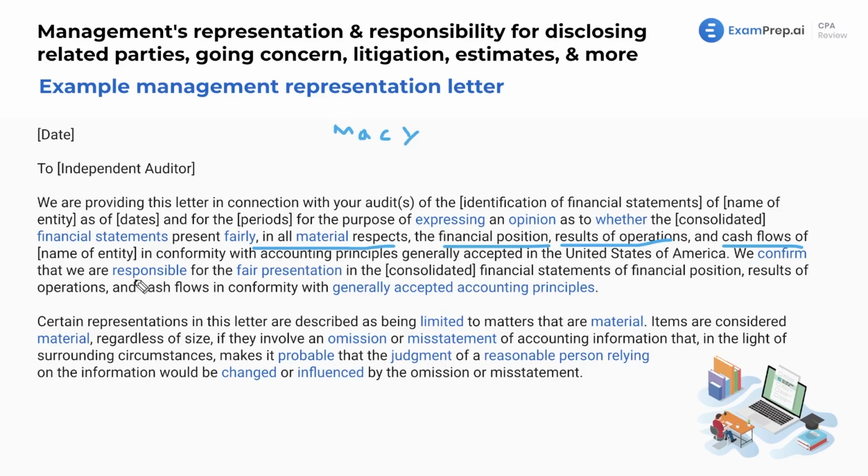We confirm that we are responsible for the fair presentation of these financial statements, of financial position, the results of operations, which is the income statement, and cash flows in conformity with GAAP.